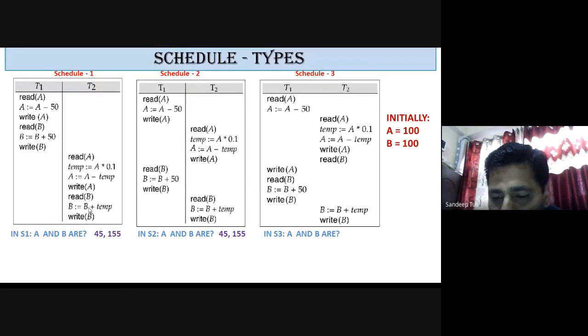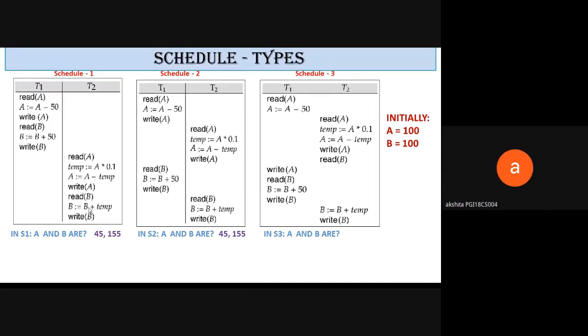बहुत ध्यान से देखिएगा. एक बार शेड्यूल को बहुत ध्यान से देखो. Read A. Let me start. Read A, and A is equal to A minus 50. Okay. Then what happens? T2 starts. So what is the value of read A when T2 starts? Sir, 100.